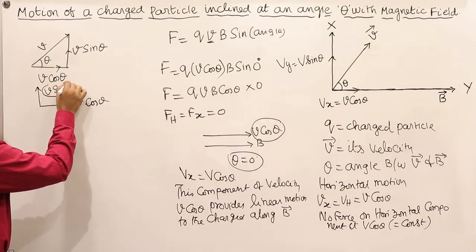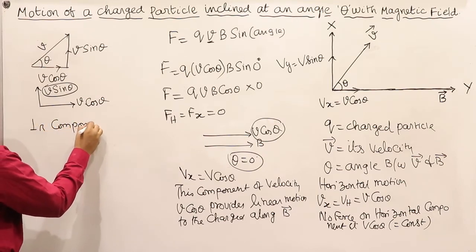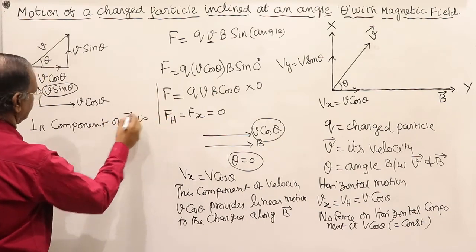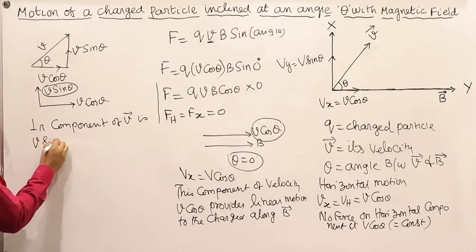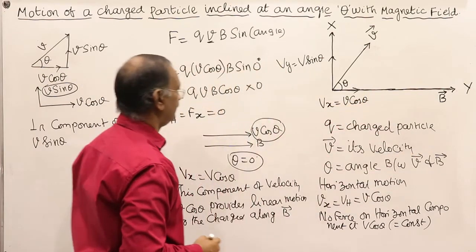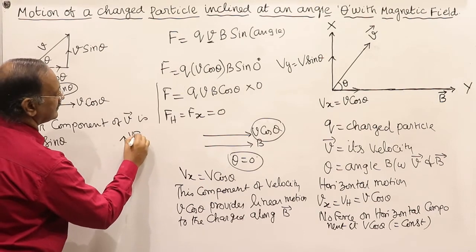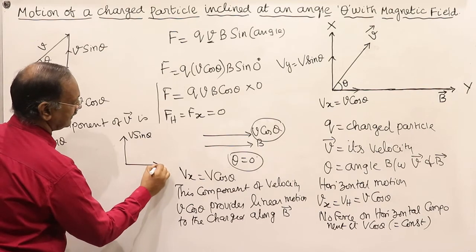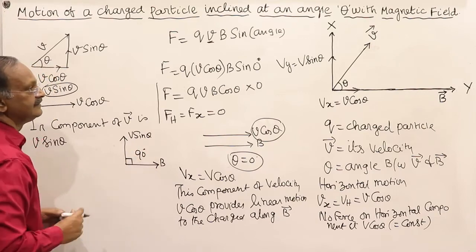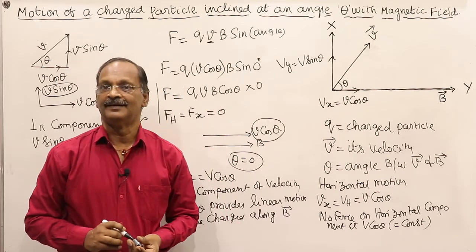This is the perpendicular component. The perpendicular component of the velocity vector is v sin theta. See, this is the perpendicular component, and the magnetic field is in this direction. Now you see, this is the component v sin theta, and this is the direction of B, and the angle between them is 90 degrees. This is the perpendicular component of v with respect to the direction of the magnetic field.